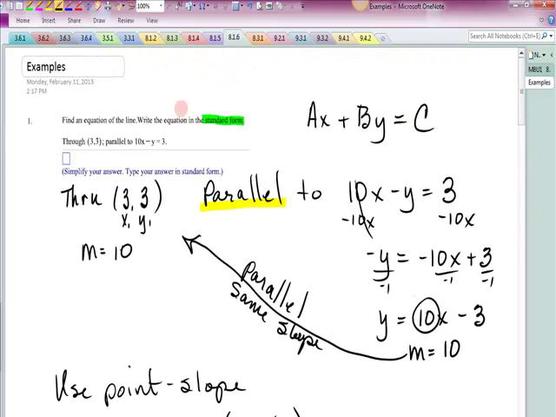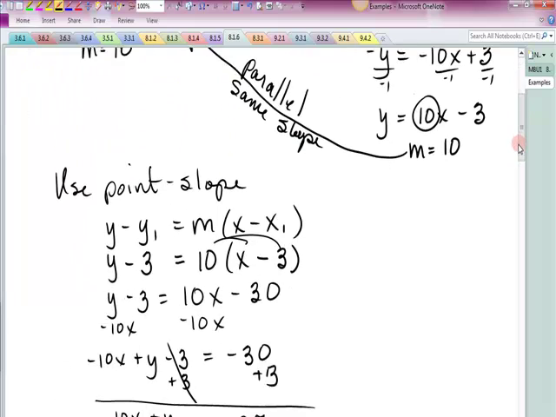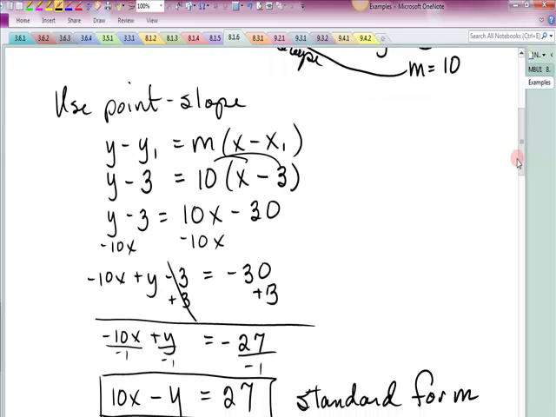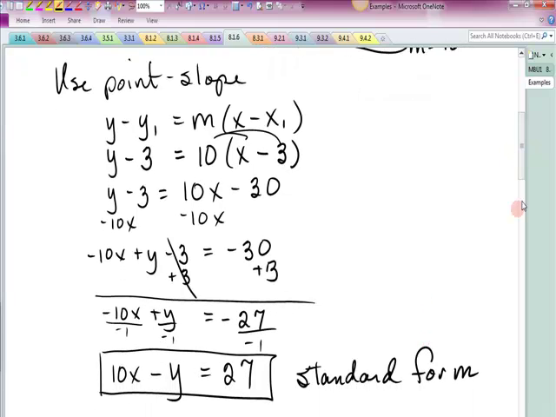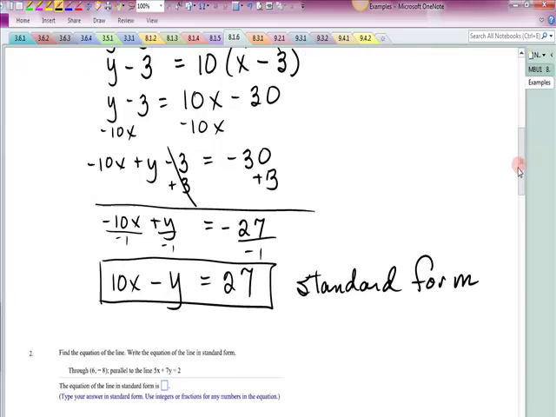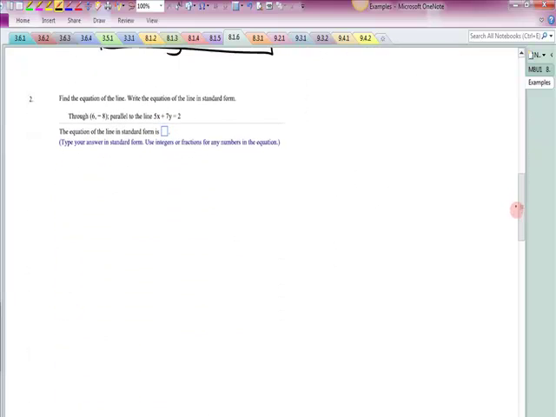We were told that we had a point, that's an x1, y1, parallel to a given line. Take that line, find out its slope. Because it used the word parallel, that means my slope is the same. Then use point slope, and unfortunately, at least in my opinion, standard form is a little more awkward. All right, let's work on another one.